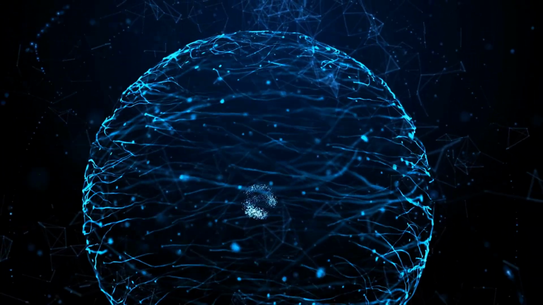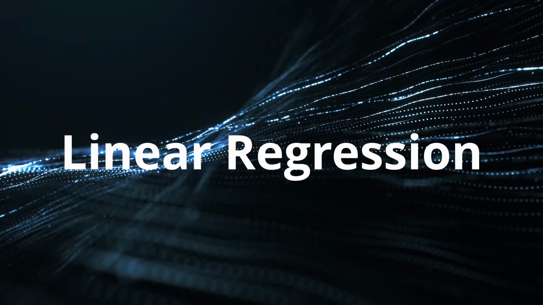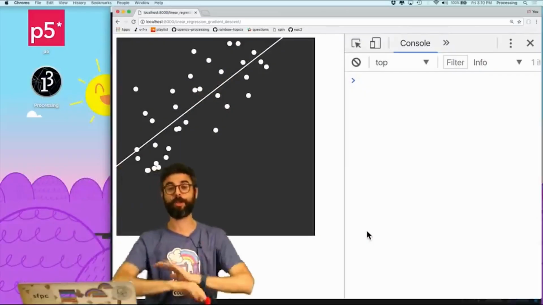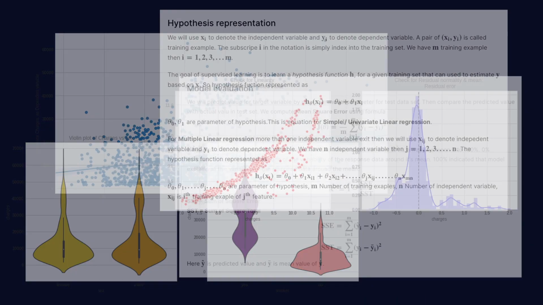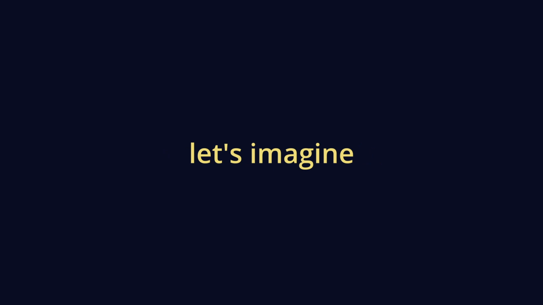Today, I'm going to show you an AI called linear regression. This surprisingly simple model can make astounding predictions and is still widely used today. Before we dive in, let's imagine a problem.